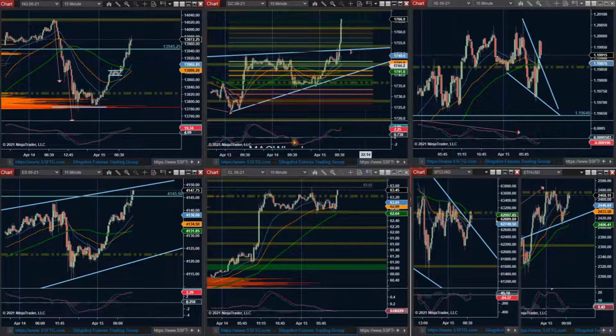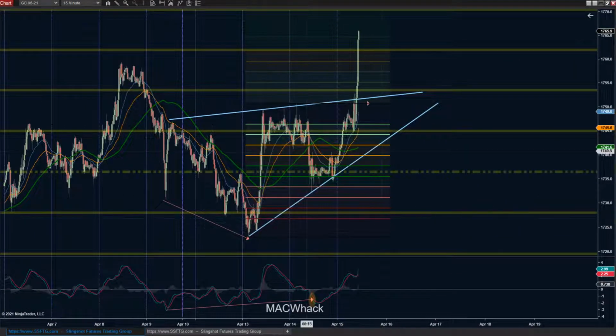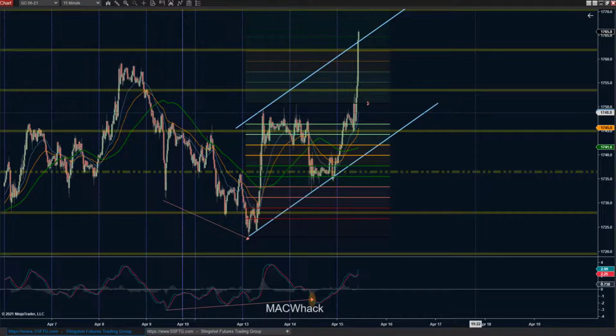Look at gold. Wow. Well, I mean, obviously the MACWAC is working. We've got a new high. It's breaking above the highs. Massive continuation to the upside, breaking above the wedge top. This is starting to reach out to the top of the channel. Yeah, we're over it. So it's over the top of the channel. This is a very decisive break.